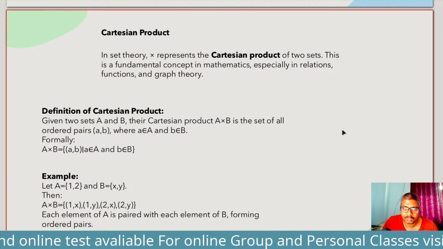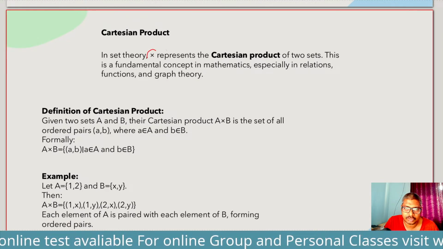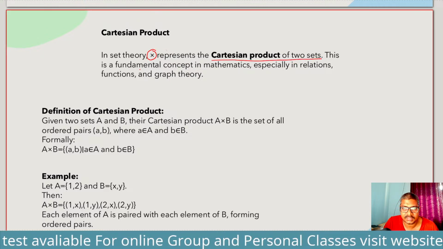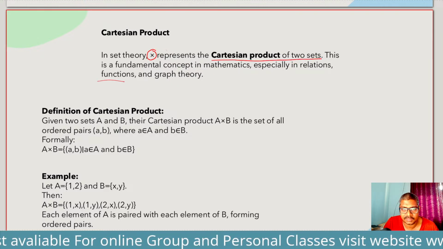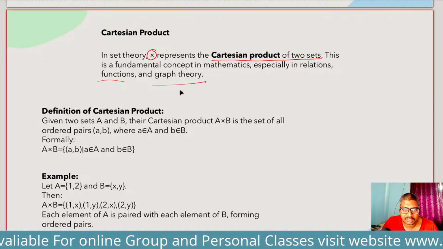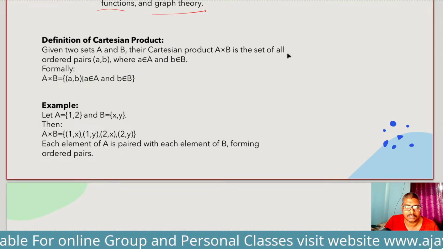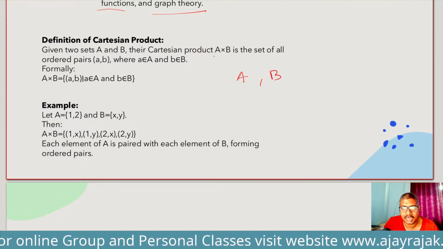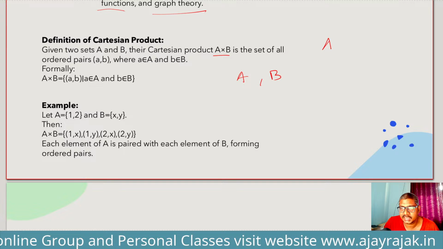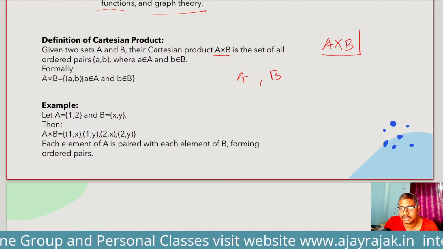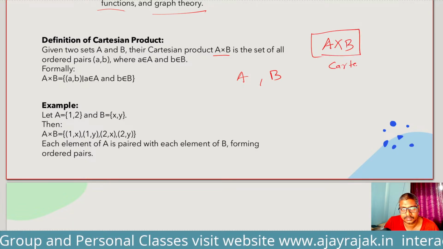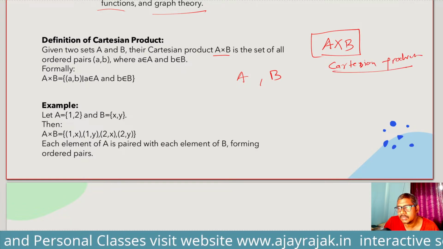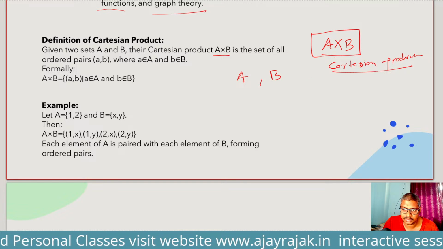Cartesian product. This is the symbol we are going to use for the Cartesian product. We will see here how to do the Cartesian product of two sets. It is a fundamental concept in relations, functions and graph theory. The definition of the Cartesian product: suppose we have a set A and a set B. Their Cartesian product is represented as A cross B. This is the Cartesian product.